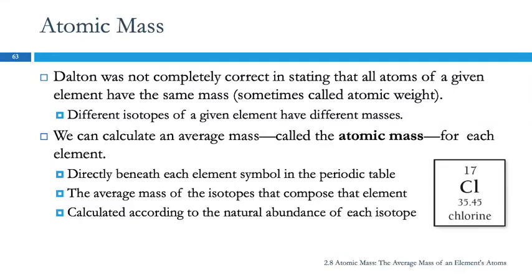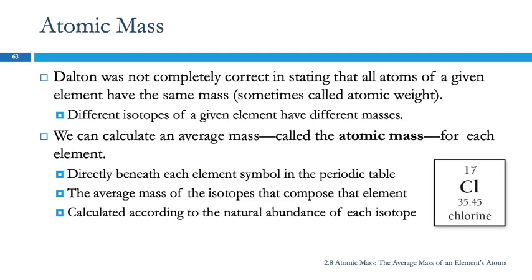Okay, so one of the things that Dalton wasn't quite correct in is, and I mentioned this before, stating that all atoms of a given element have the same mass. Different isotopes have different masses because they have different numbers of neutrons. But it's the number of protons that tells us which element this atom belongs to. So we can calculate an atomic mass, which is an average mass for each element.